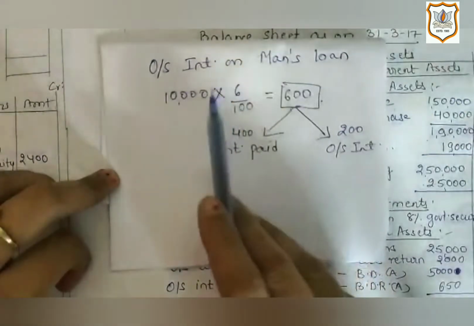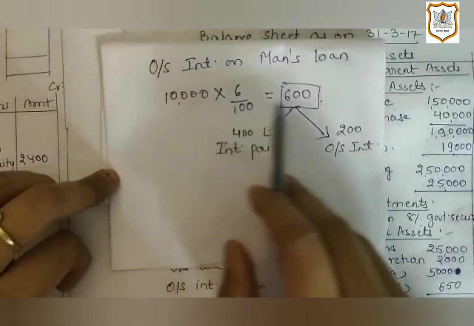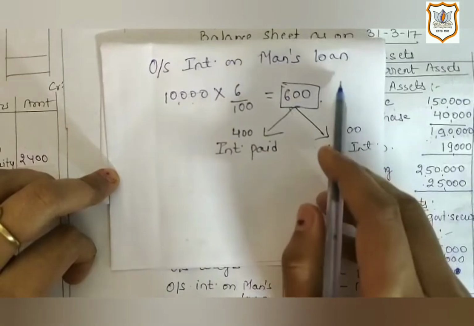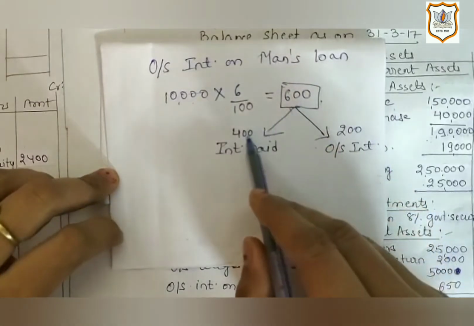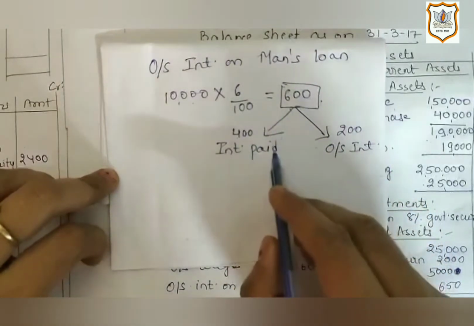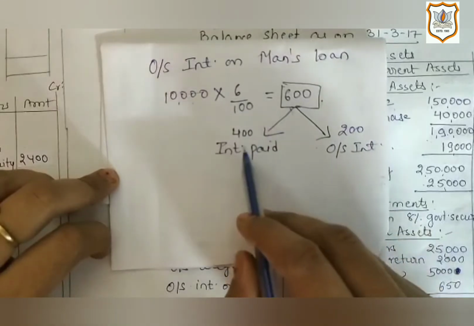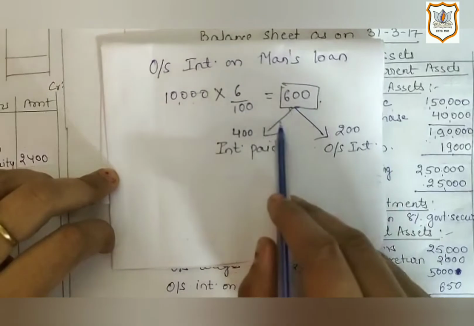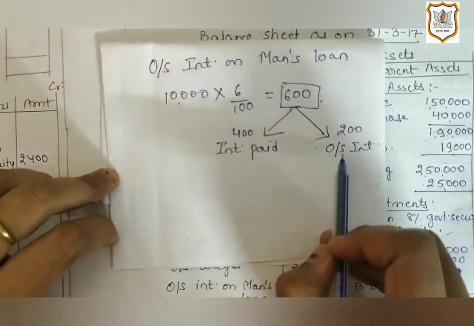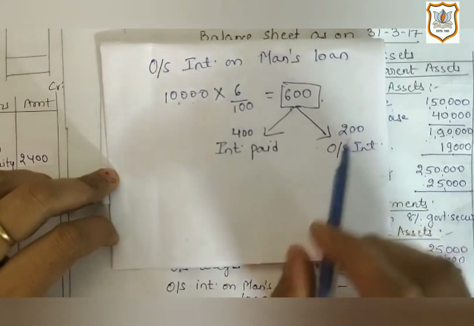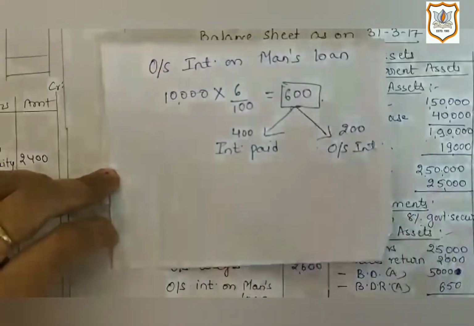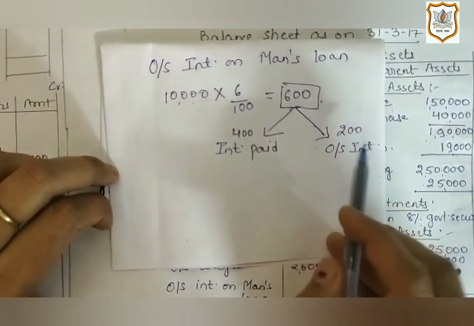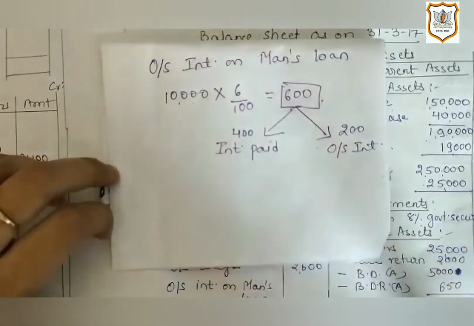So 6% of 10,000 is rupees 600, which is the total interest on loan, out of which 400 is interest paid, as already given in the trial balance. The remaining amount, that means 600 minus 400, 200, is outstanding interest, which is a liability for the firm. So we will give two effects of this adjustment for outstanding interest.